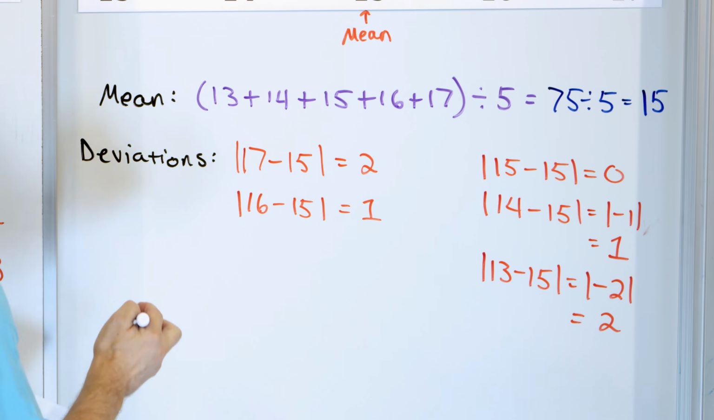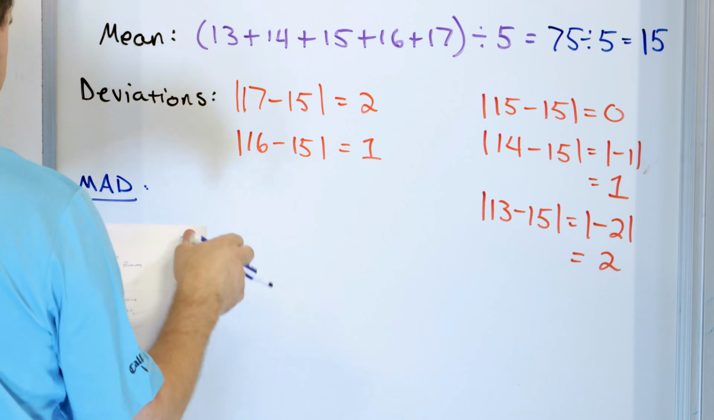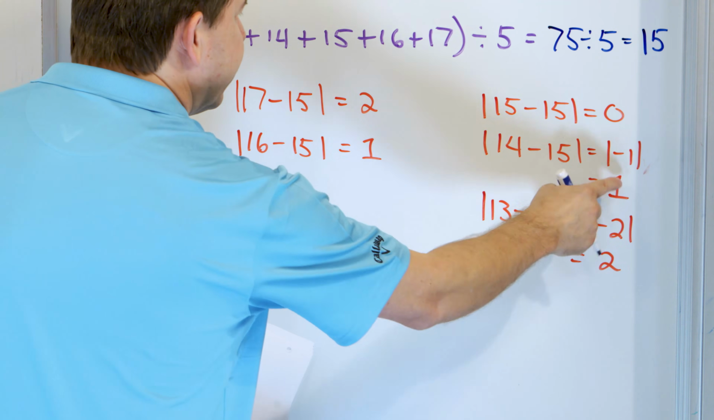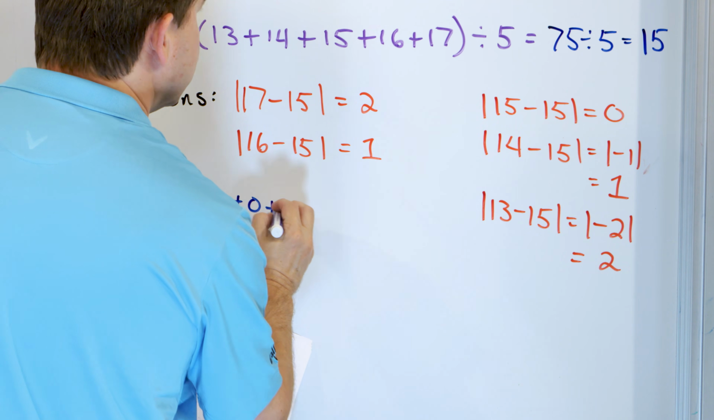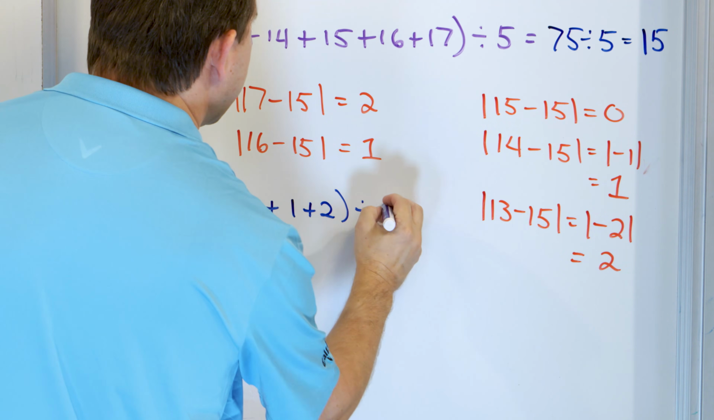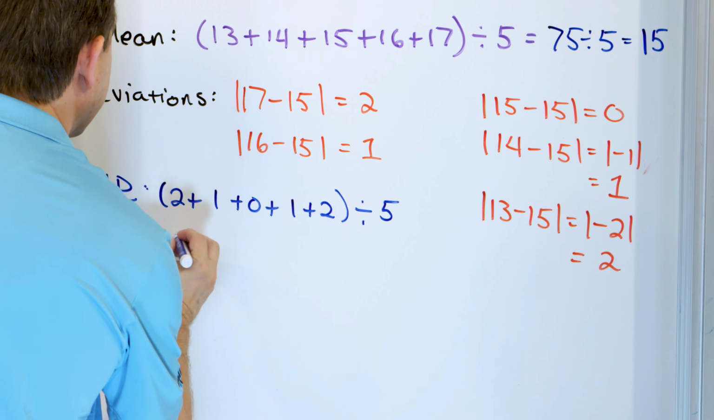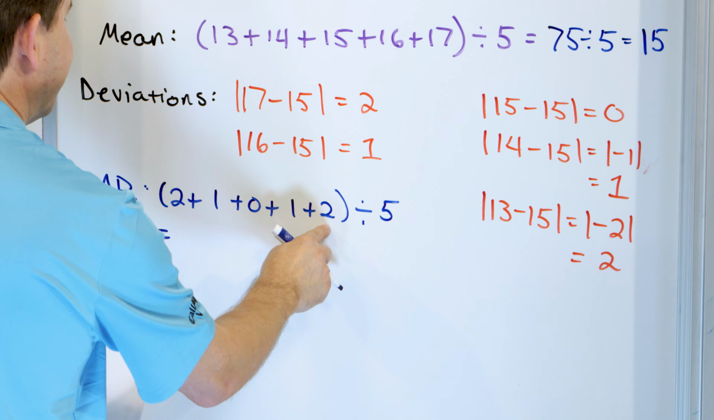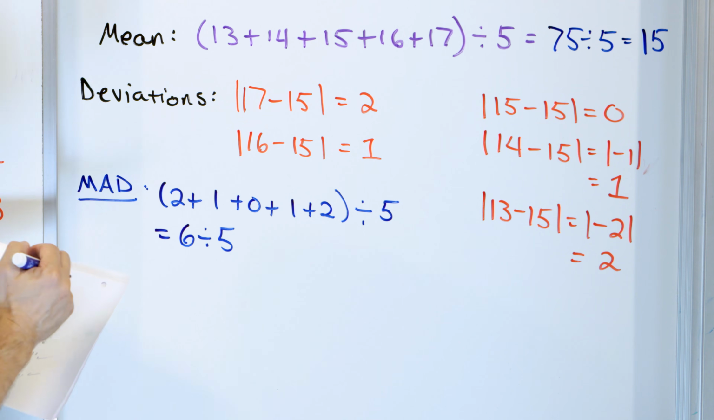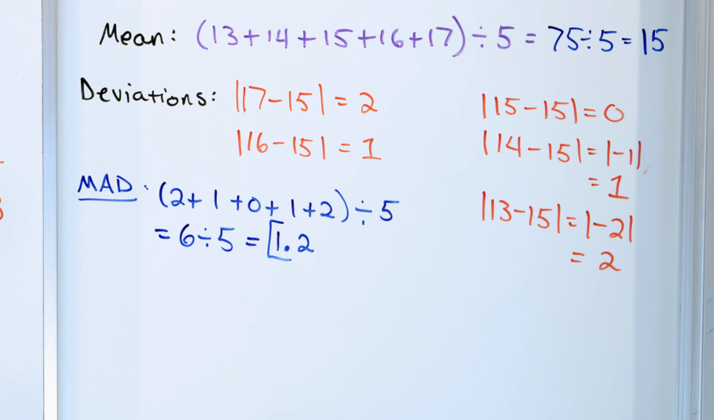Let's find what we call the MAD, the mean of these absolute deviations. So we need to add them all up, right? So what we're going to have is a 2 plus a 1 plus a 0, which is here, plus a 1 plus a 2. And we're going to divide it by 1, 2, 3, 4, 5, because there's 5 of these deviations. All we're doing is we're averaging the deviations. So this is going to be a 3, 4, 5, 6. So it's going to be 6 divided by 5. And when you run 6 divided by 5, either by hand or through a calculator, you're going to get 1.2. So the mean absolute deviation is 1.2.